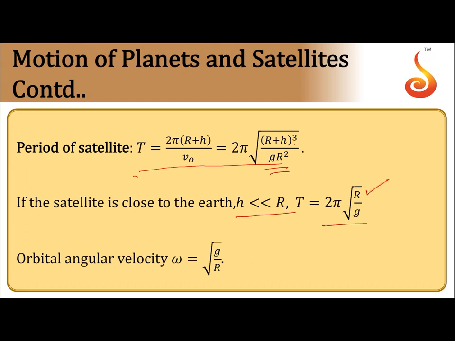Notice one thing: the time period of the satellite, the orbital velocity, whatever you calculate, is independent of the mass of the satellite. It depends only on the mass of the earth. It doesn't depend on the mass of the satellite. The angular velocity of the satellite is given by omega equal to the root of g/R.